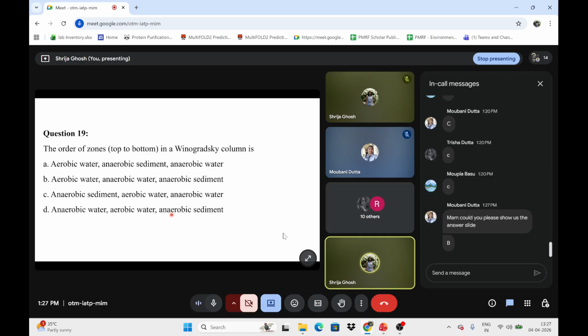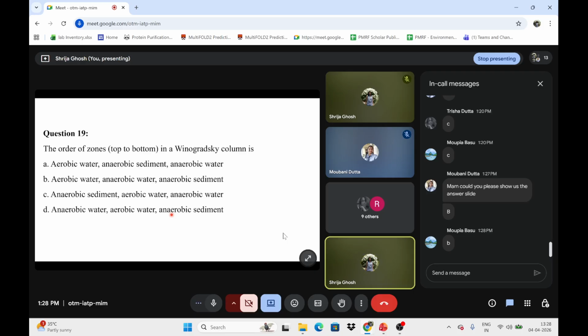So what would be the order of zones from top to bottom in a Vinogradsky column? All of you write your answers in the chat box from top to bottom. So a Vinogradsky column is an experimental model of the pond ecosystem. The natural pond ecosystem is experimentally simulated inside a lab by creating this Vinogradsky column. So now you can think which layer should be at the topmost and which layer should be at the bottommost in a pond.